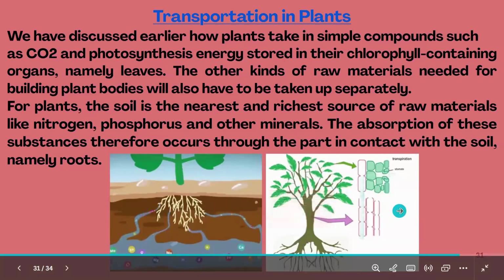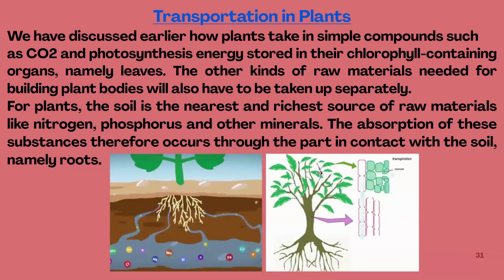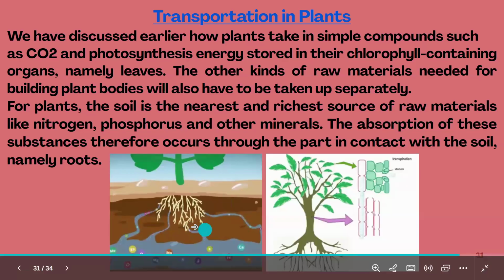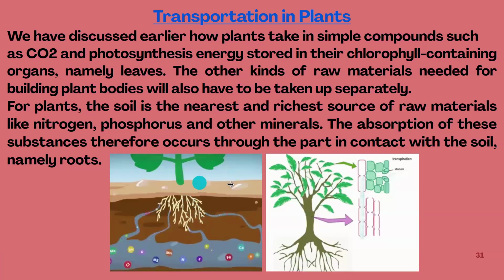How is this food moving from the top to the bottom? And we can also see the source of water and minerals, the nitrogen, phosphorus and other raw material that is there in the soil. But how does it reach the tip of the root? So here the transportation in plants takes place.